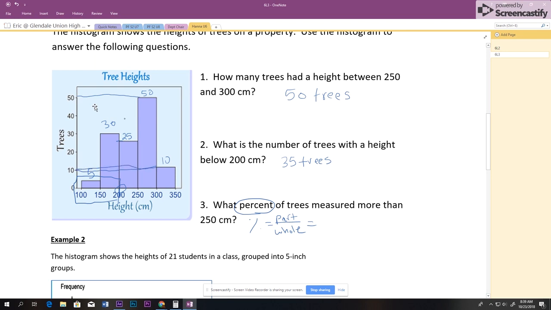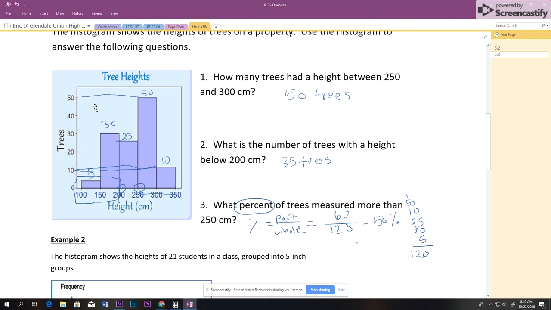Okay, so then we'll add all of that up. So that's 50 plus 10 plus 25 plus 30 plus 5. So let's see, 5, 10, carry the 1, 5, 6, 7, 8, 9, 10, 11, 12. So that's 120. Now we need to know what the part is, which is more than 250. So here's 250, so that is these 2 bars right here, which is 50 and 60, or 50 plus 10, which is 60. So 60 divided by 120 is 50%.